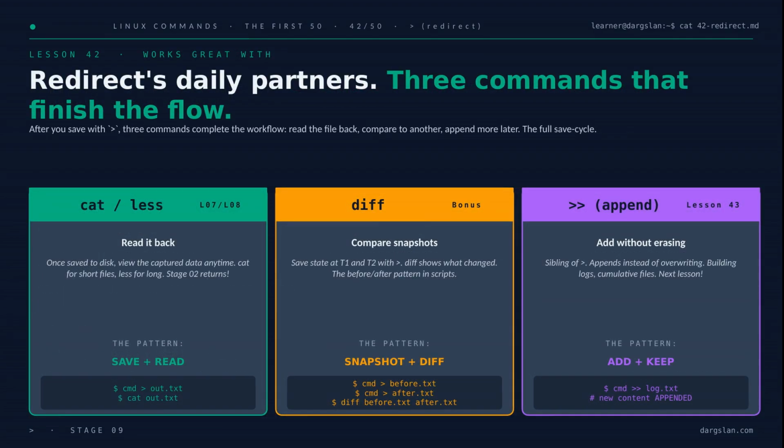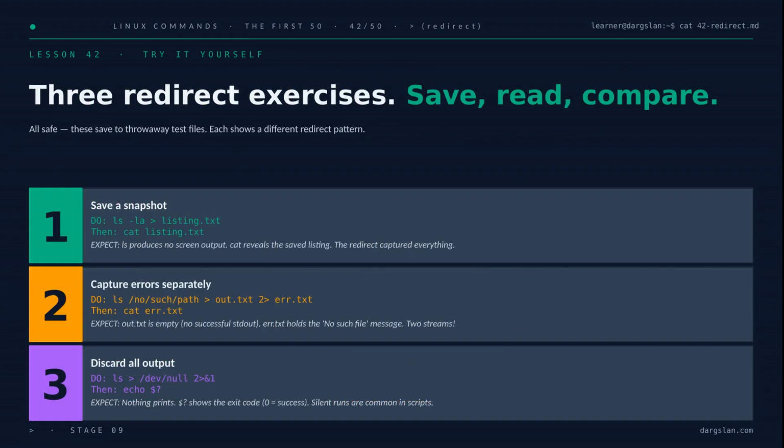Redirect rarely works alone. It has 3 daily partners that complete the cycle. First, cat and less let you read back what you just saved so Tom can actually see his ps snapshot. Second, diff compares 2 saved states: capture before.txt, capture after.txt, then watch what changed. And third, the append operator >> file.txt, which is exactly where we're going next, adding to a file instead of erasing it.